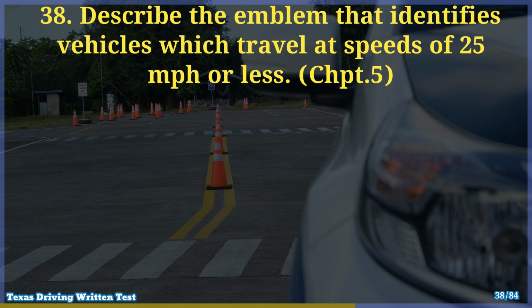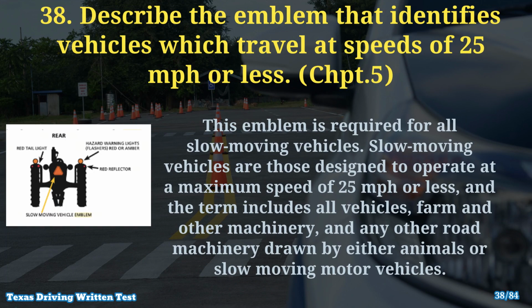38. Describe the emblem that identifies vehicles which travel at speeds of 25 miles per hour or less. This is the image of the emblem. This emblem is required for all slow-moving vehicles. Slow-moving vehicles are those designed to operate at a maximum speed of 25 miles per hour or less, and the term includes all vehicles, farm and other machinery, and any other road machinery drawn by either animals or slow-moving motor vehicles.